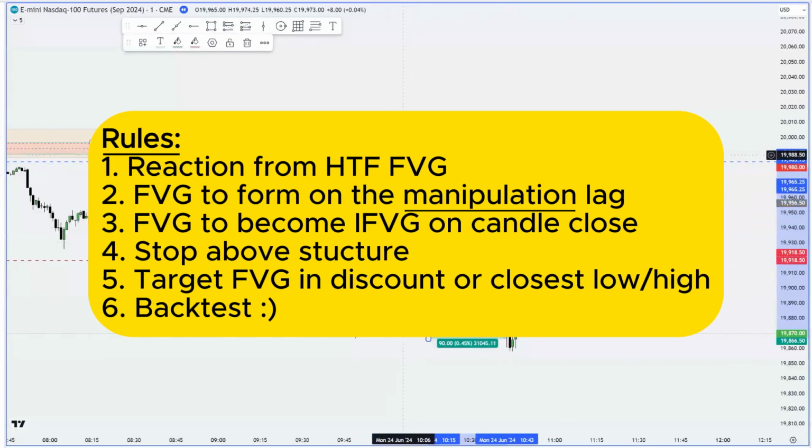And this is it, guys. Wait for a tap on the fair value gap on a higher time frame, wait for inversion fair value gap on the manipulation, and then enter here.